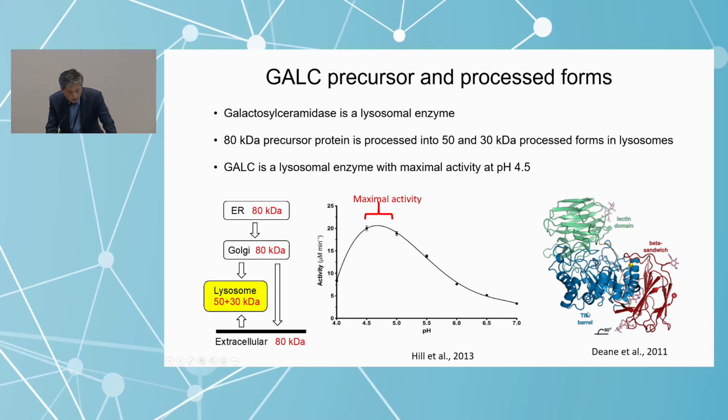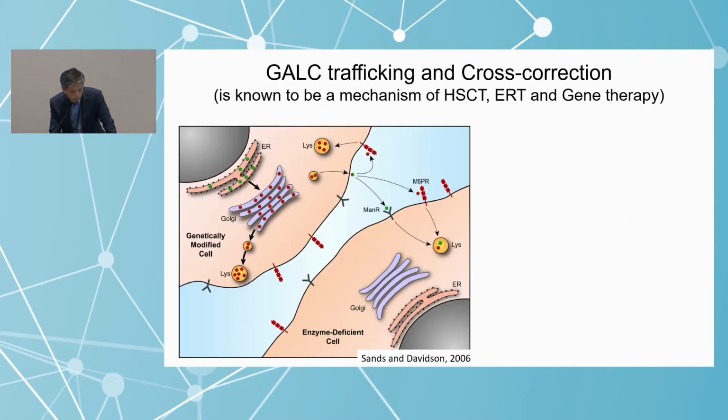The GALC protein structure was recently defined, showing there are 3 large domains. So the mutations are found everywhere, meaning that depending on the location of the mutation, it can affect GALC protein processing, enzyme activity, or targeting to specific subcellular organelles.